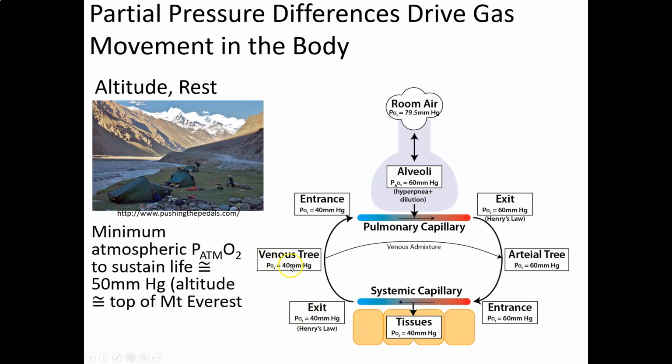And then it goes to the venous tree at 40. When it gets to the lungs, right, it enters at 40 and then diffuses in until it equilibrates at 60. So this is why it's more difficult to breathe at altitude. It's not the percentage of oxygen that matters. It's the partial pressure of oxygen. And notice this partial pressure difference, 60 and 40 here, is not nearly as big as 100 compared to 40. So because of those larger pressure differences, we're able to drive more oxygen into the blood at sea level.